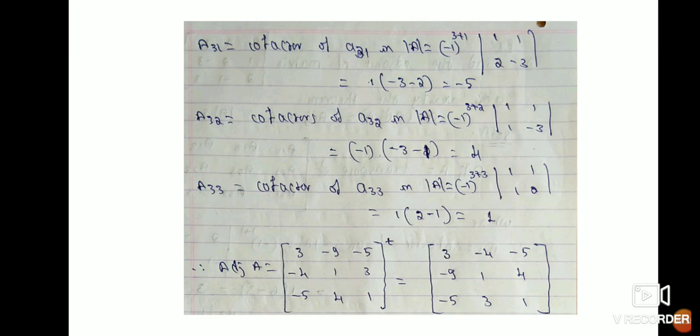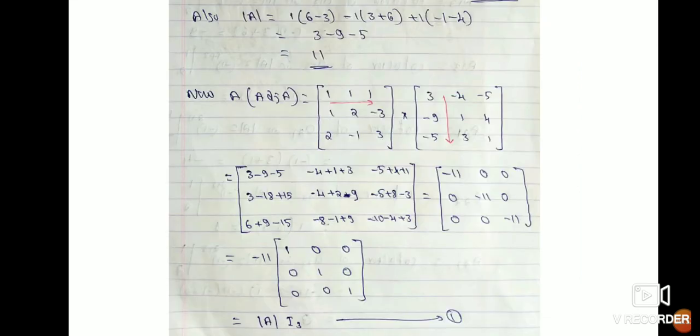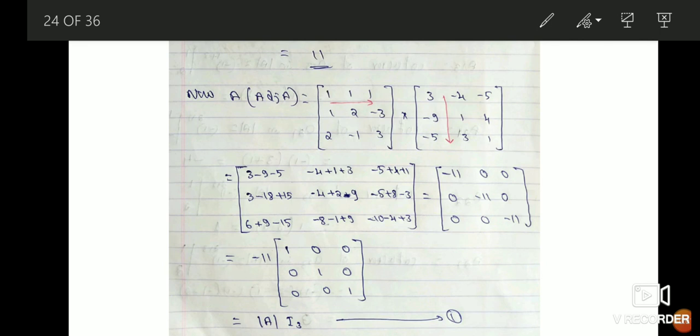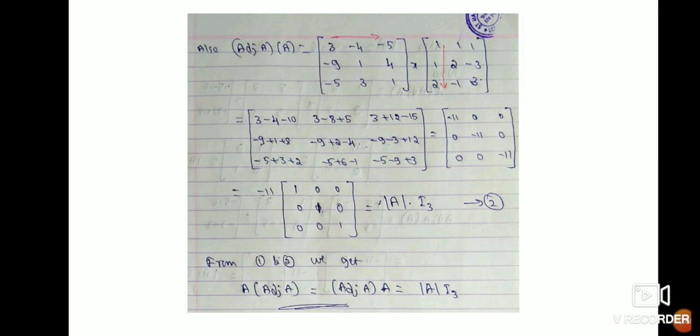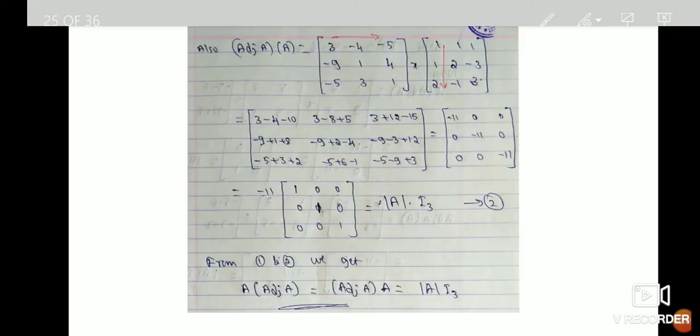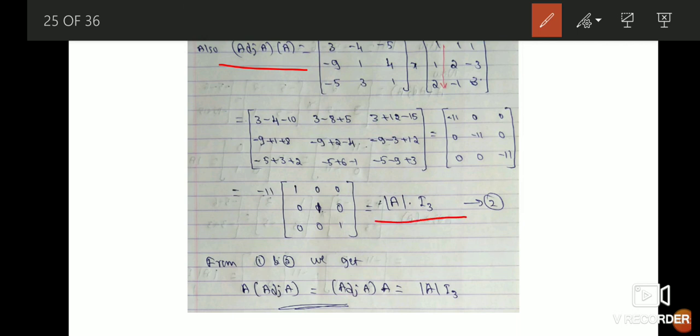Then the adjoint of A is the transpose of this cofactor matrix. So this is the cofactor matrix, then you have to obtain the transpose, and this is the final answer, that is the adjoint of A. Then for that particular theorem, you have to multiply A into adjoint of A, then adjoint of A into A, and that is equal to determinant of A into I3. So this is the theorem that we need to prove.